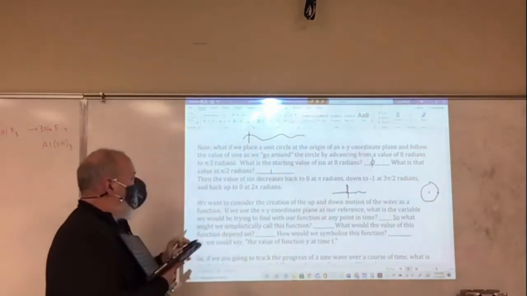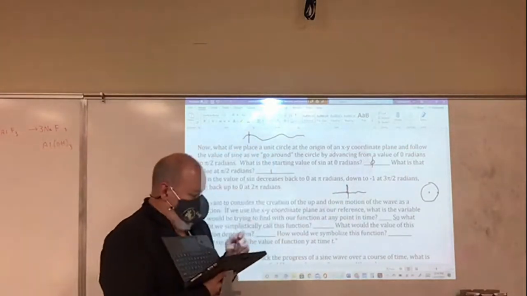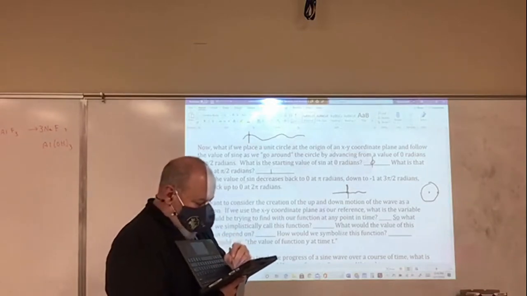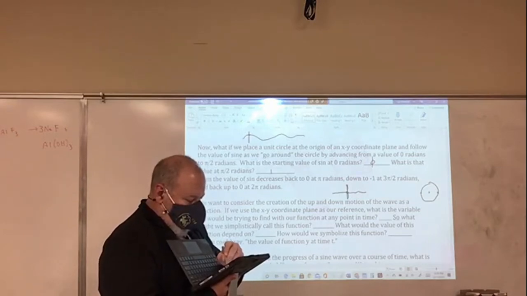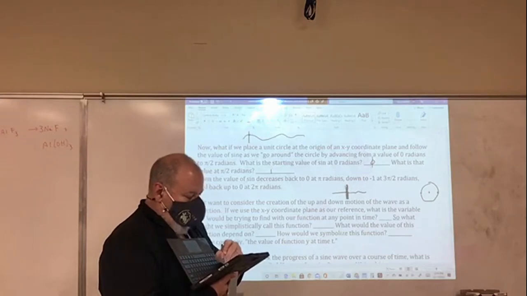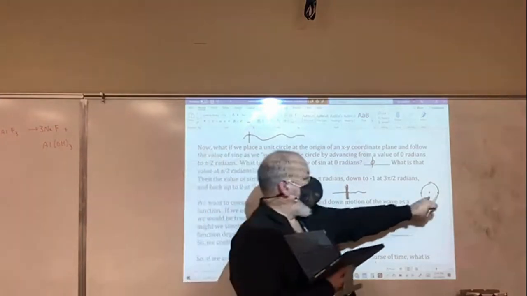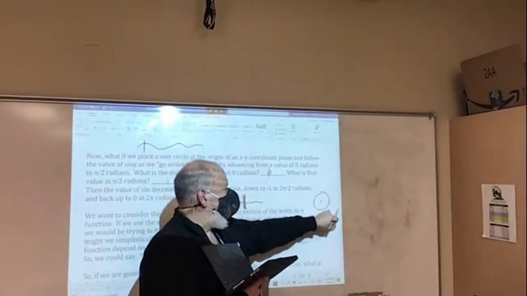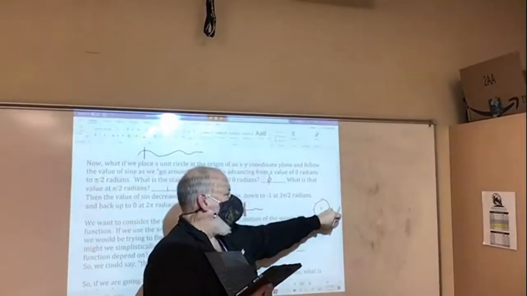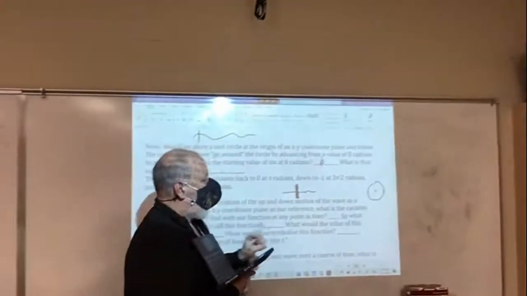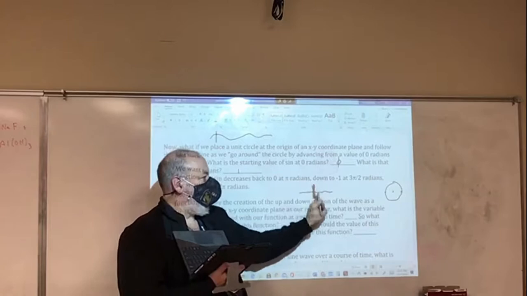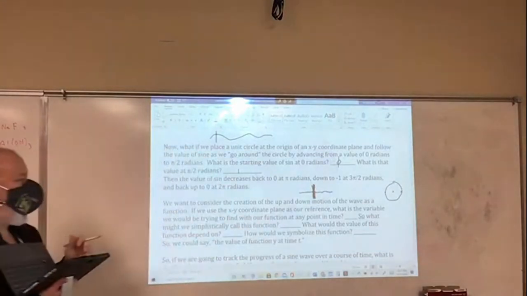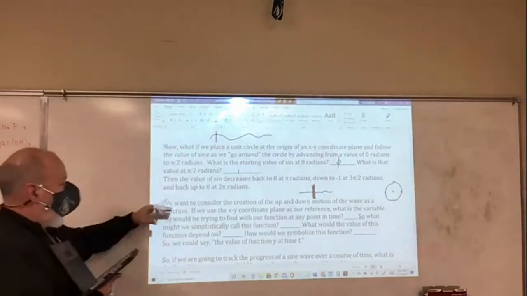So then the value of sine decreases back to zero. And then it goes down to negative one and then back up to zero, right? So it's just this repeated motion up and down. And our following of the value of sine as we go around the unit circle models that, okay? It tells me what the value of this is going to be. So we want to consider the creation of the up and down motion of a wave as a function.